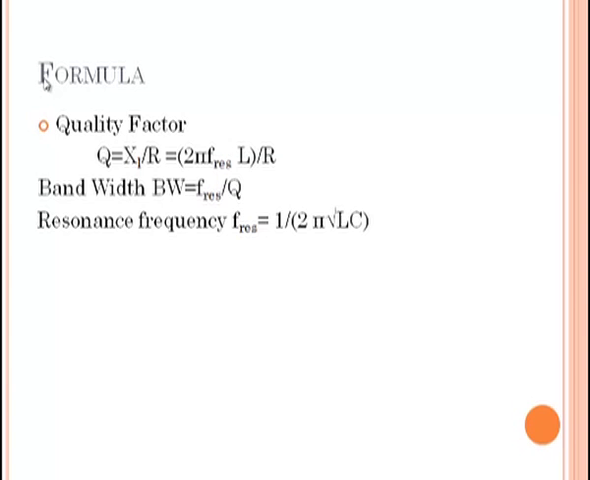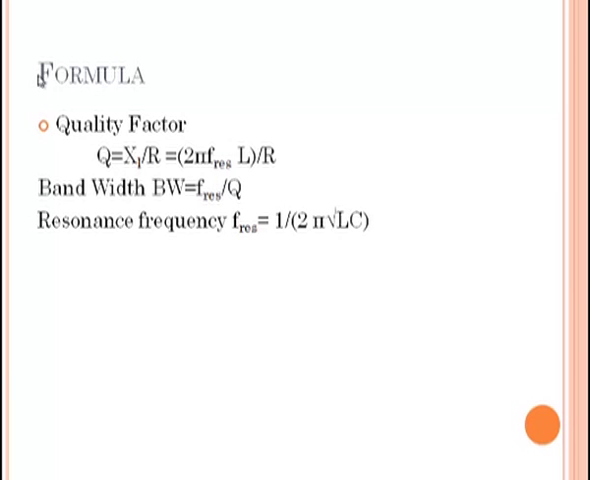To calculate the quality factor of this circuit, formula used is Q is equal to XL by R, where XL is the inductive reactance and R is the resistance, which is equal to 2 pi F resonance into L, the whole divided by R. F resonance is the resonant frequency. So, to calculate the quality factor, we need to find the resonant frequency of this circuit first.